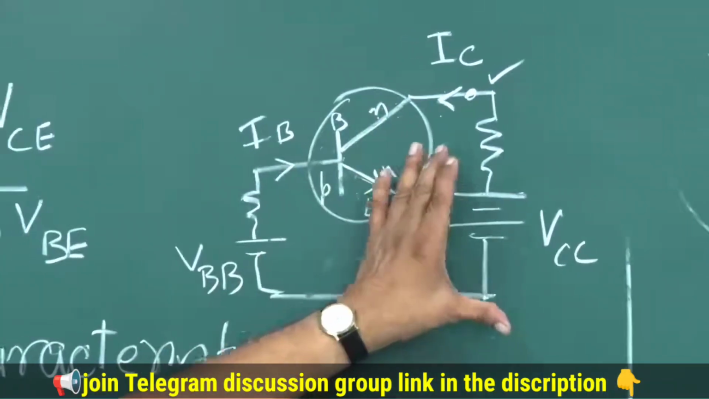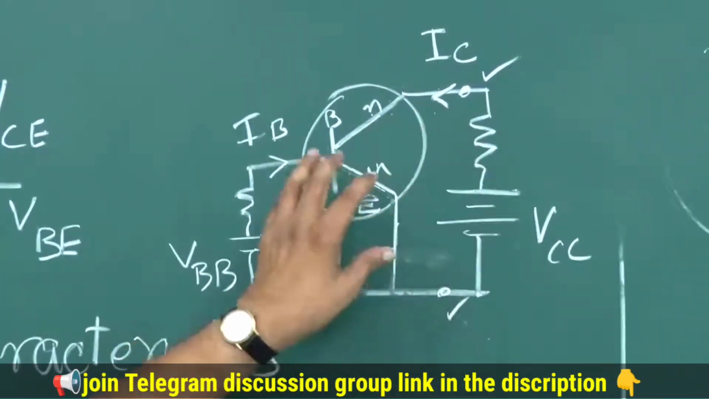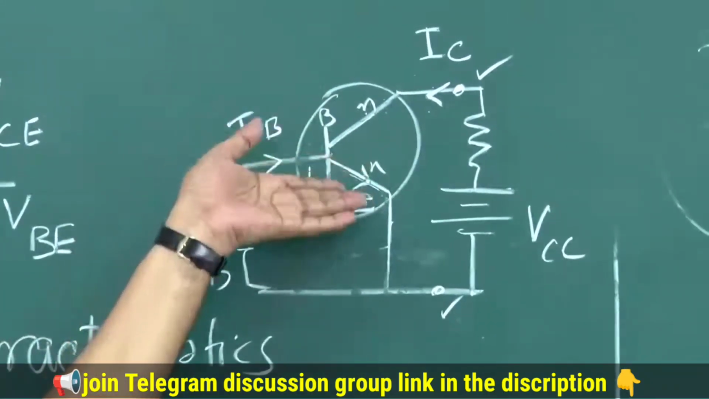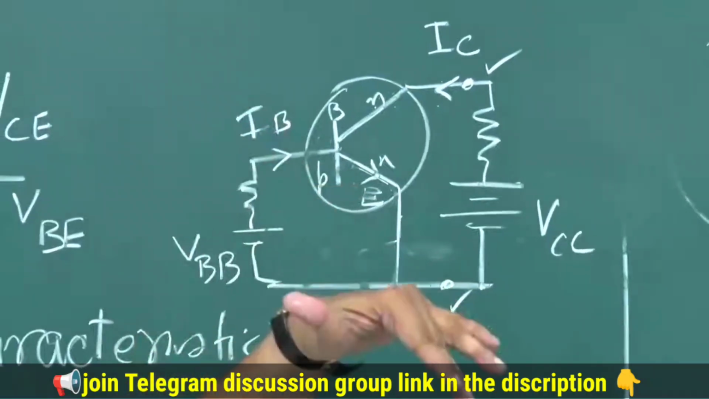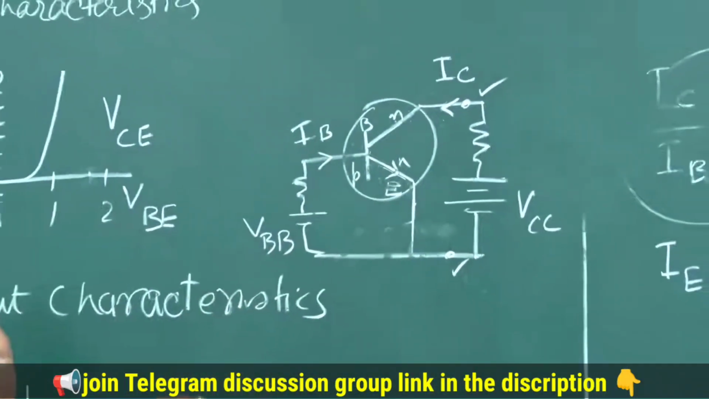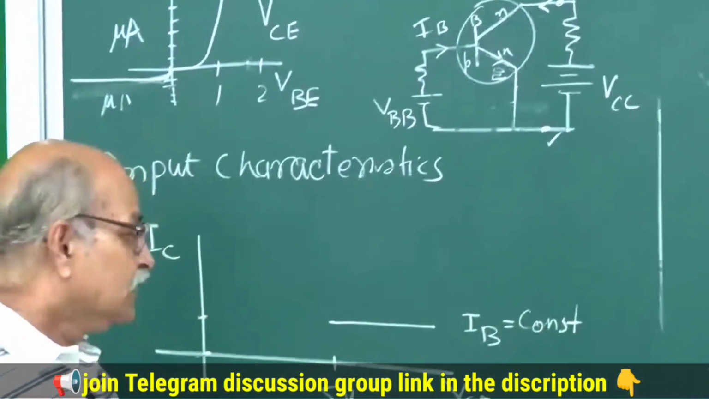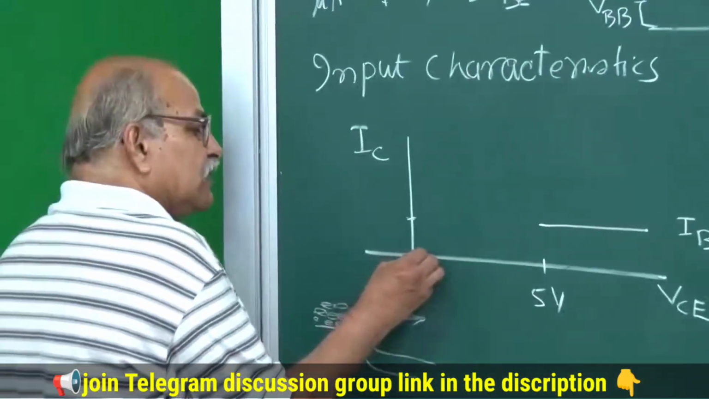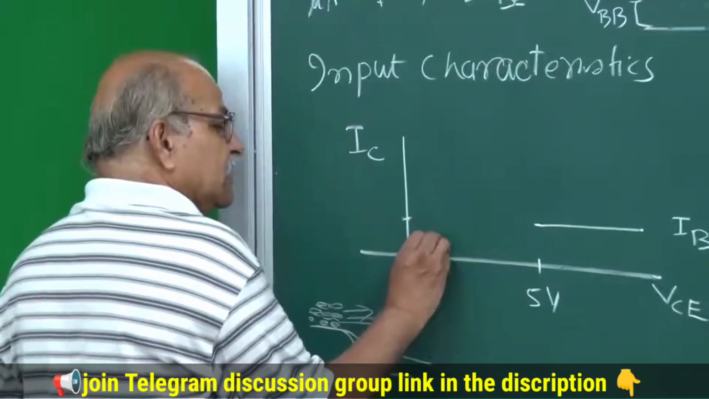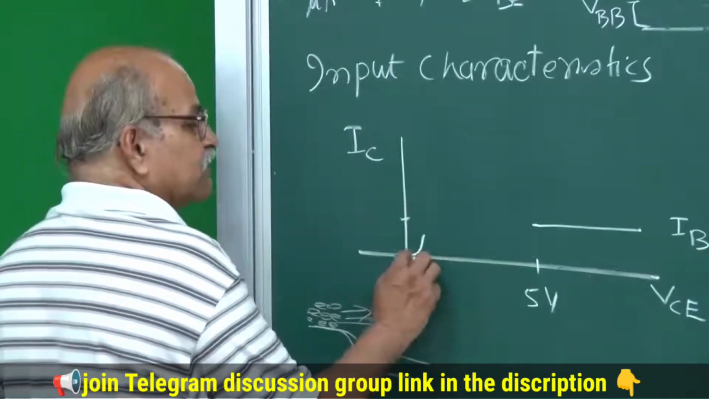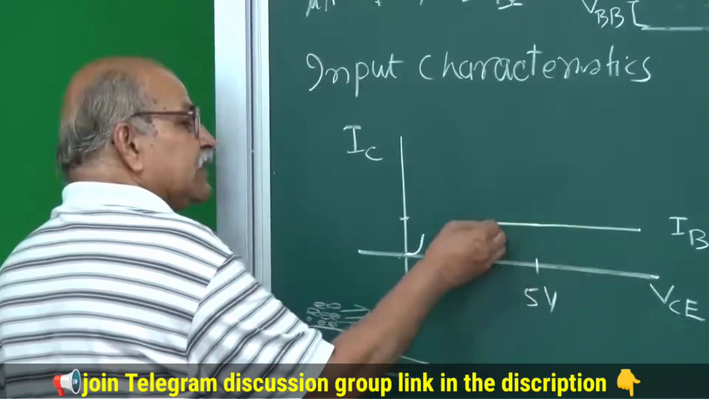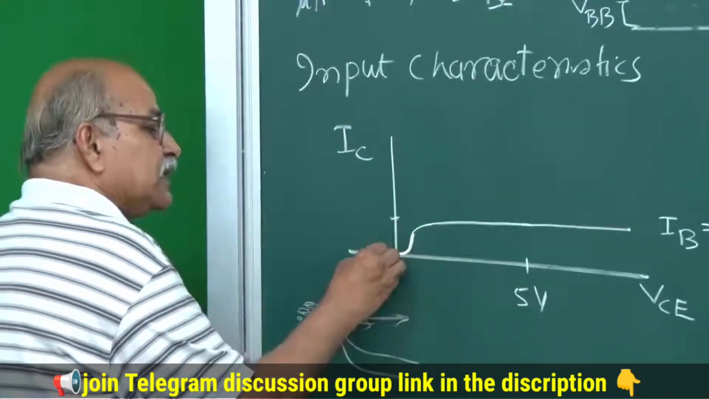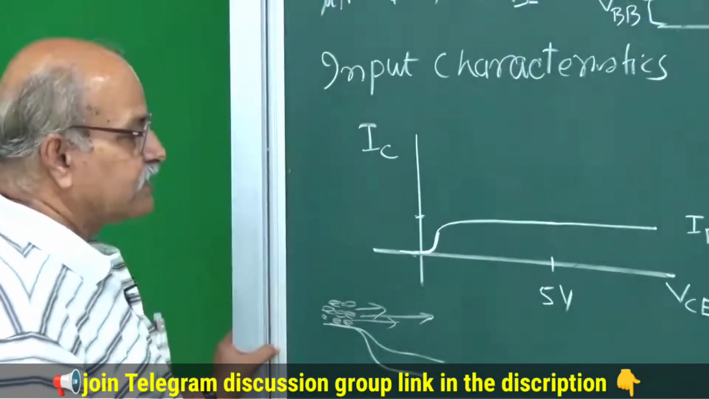If you slightly increase this VCE, then the forward biasing will be reduced, and at some point, 1 volt, 0.2 volt, this will become 0, and after that it will become slightly reverse biased, and then the reverse bias will increase. So what do you expect? The current will be 0 here, and then it will slowly increase, and when the reverse biasing is sufficient, it will join here. So this will be the kind of characteristic.